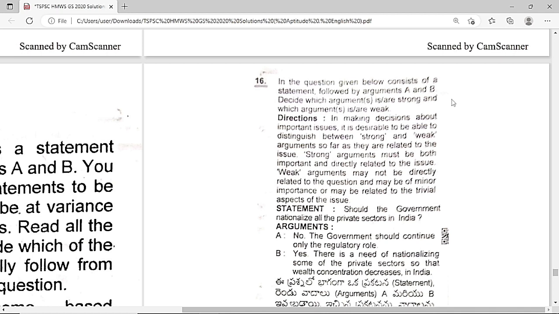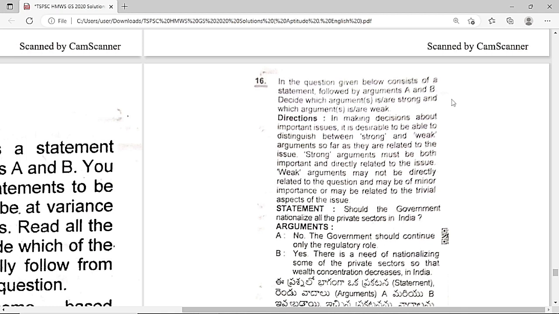So what are the directions they have given? In making decisions about important issues, it is desirable to be able to distinguish between the strong and the weak arguments so far as they are related to the issue. Strong arguments must be both important and directly related to the issue. Weak arguments may not be directly related to the question and may be of minor importance or may be related to the trivial aspects of the issue.